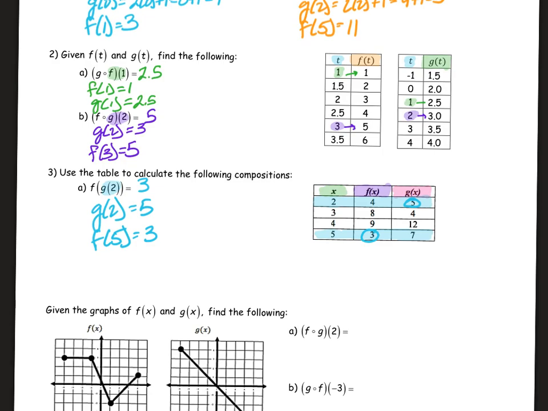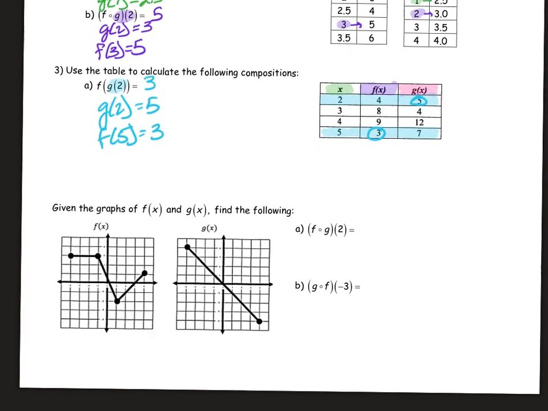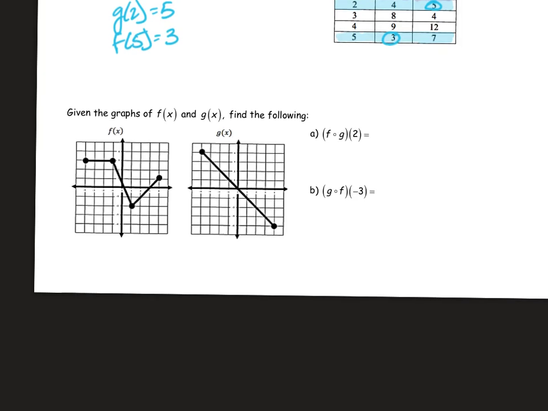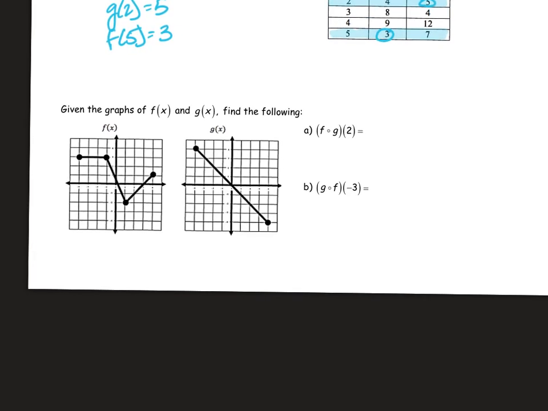Awesome. All right, ladies and gentlemen, last one, we're going to talk about graphs. We're going to do graphs exactly the same way that we've done everything else. I have my f graph and I have my g graph. So I've got my f of x and my g of x. And we're looking for, in the first problem, A, g of 2. That means I'm going to look at my g of x graph first, and then I'm going to look at my f of x graph.